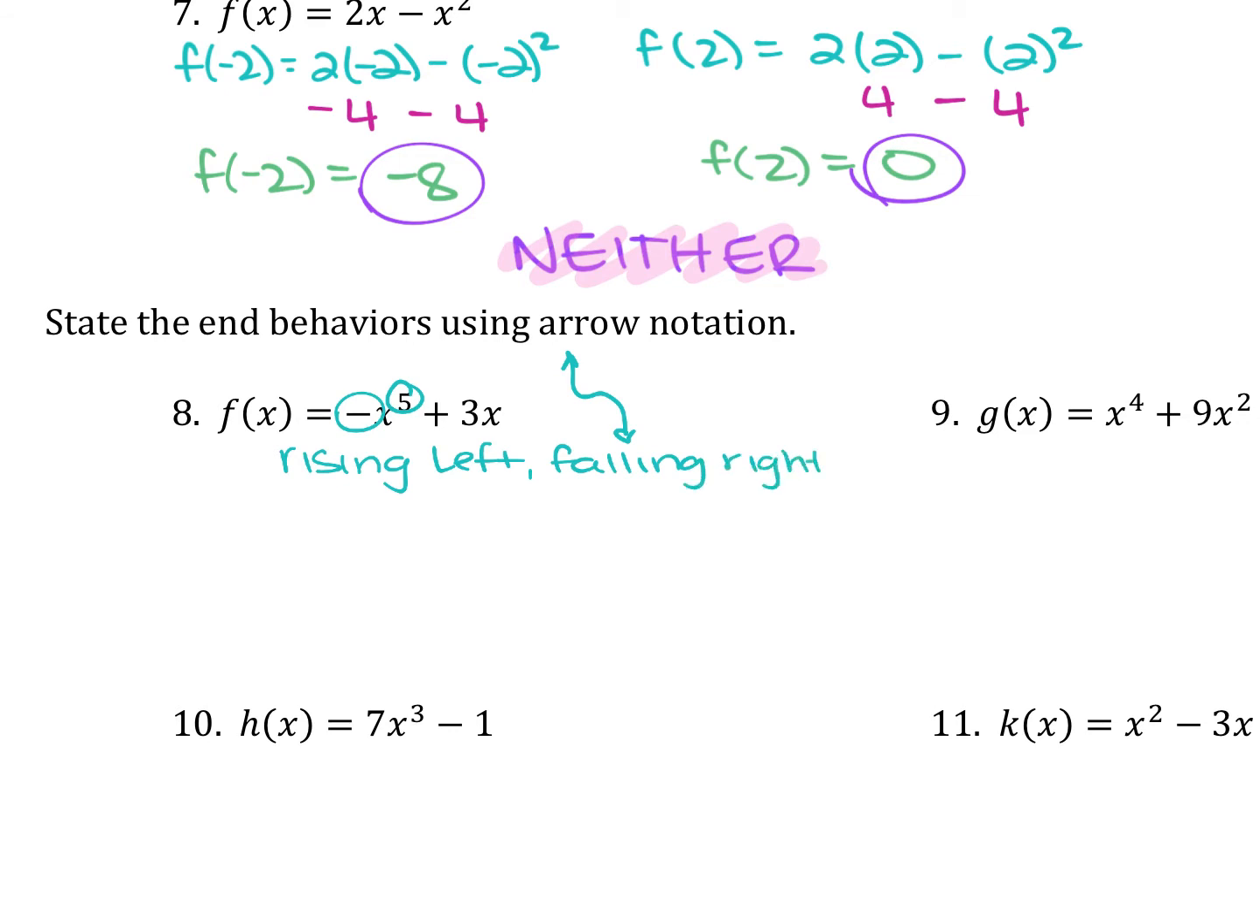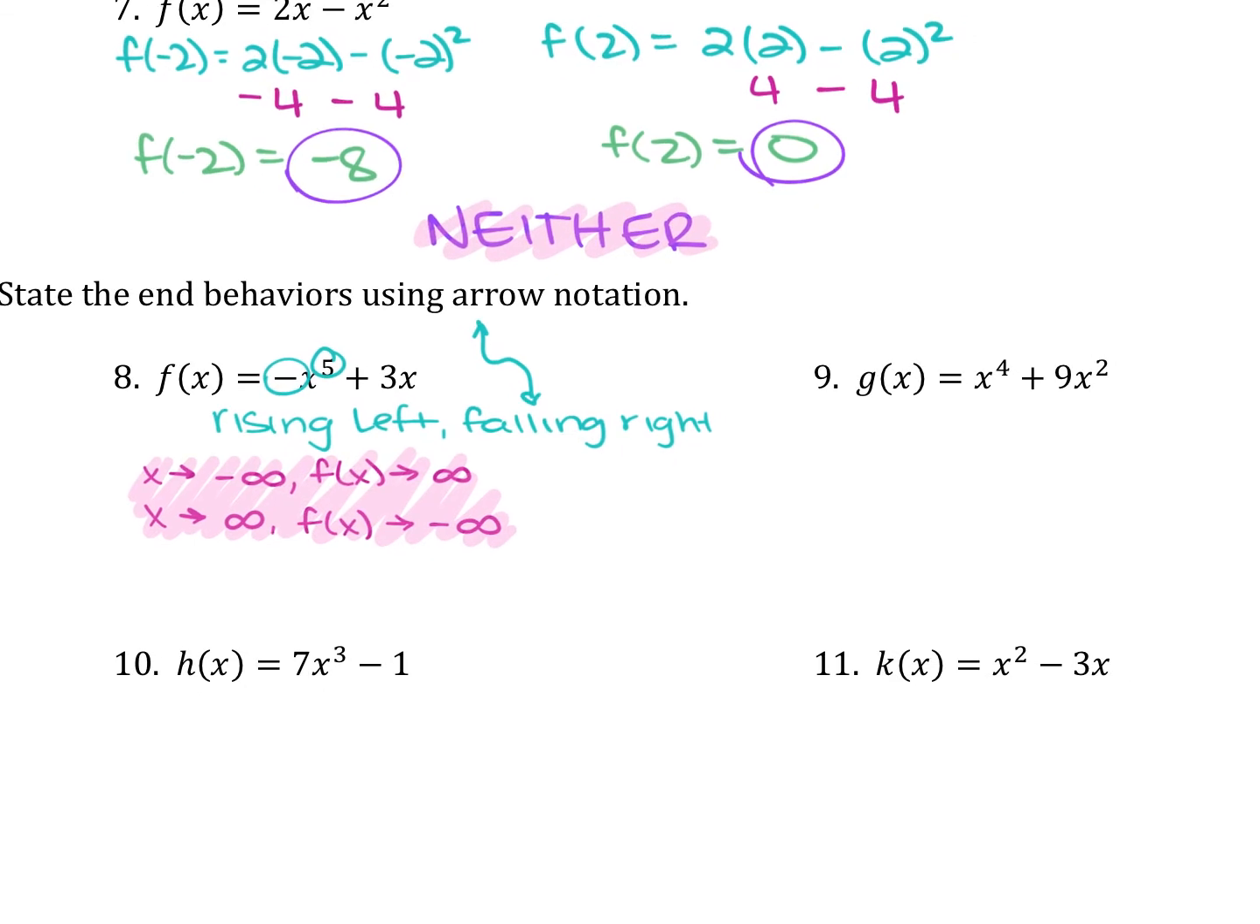From here, we can tell that as x goes to negative infinity, your f of x goes to positive infinity. And as x goes to positive infinity, your f of x goes to negative infinity. So again, your answer choices on your midterm will be in this form.